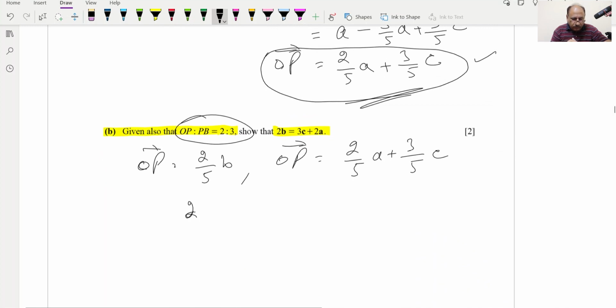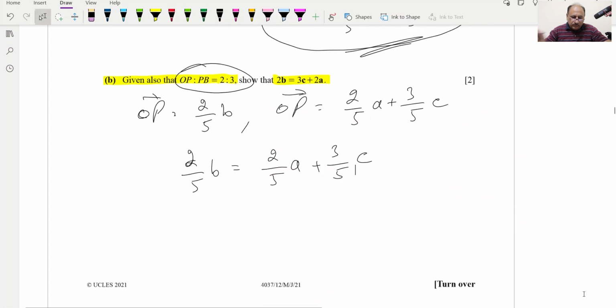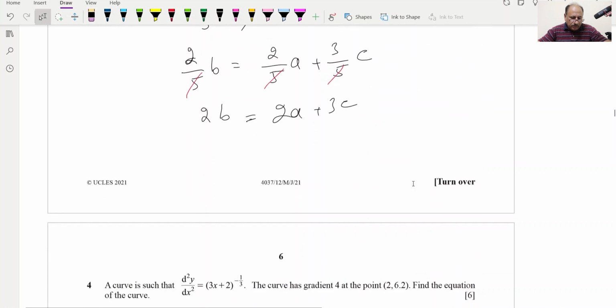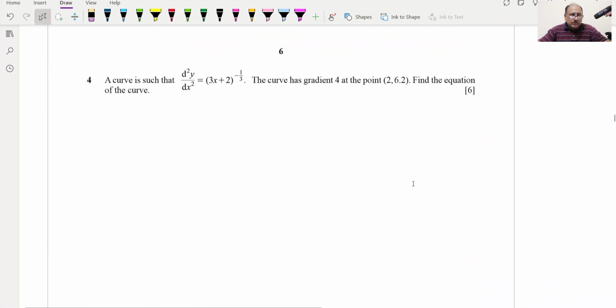2/5 B is equal to 2/5 A plus 3/5 of C. And now we can cancel these 5 and we will get 2B is equal to 2A plus 3C, and 2B is equal to 3C plus 2A. It's the same thing, and this was the 2 mark question which we have done. Hopefully you understood this. Now question number 4.